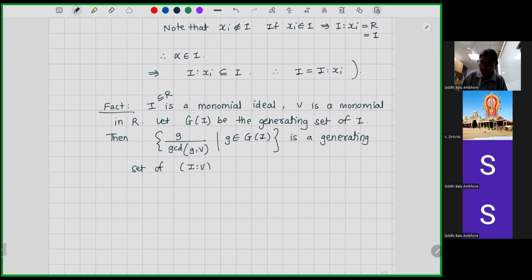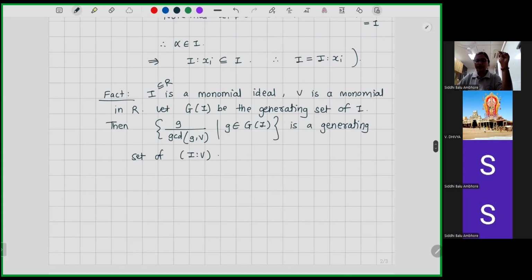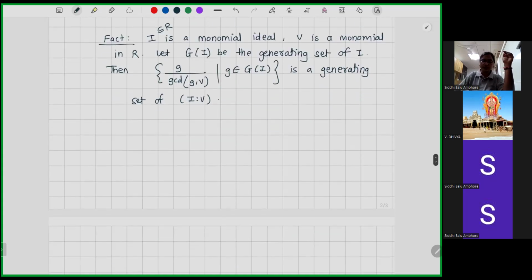So I was my monomial ideal, and V is any monomial in R. If I want to find the generating set of this I colon V, then this set here, which I will highlight, gives the generating set of I colon V. This happens only in the case of monomial ideals. And you can check this, it's not difficult to verify.